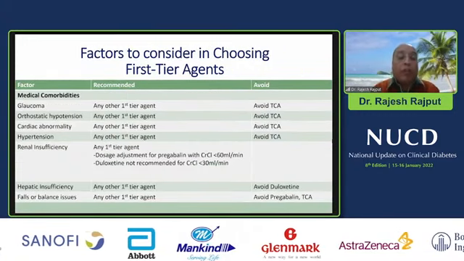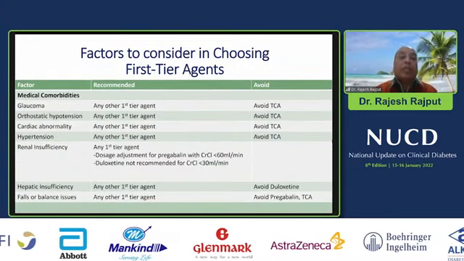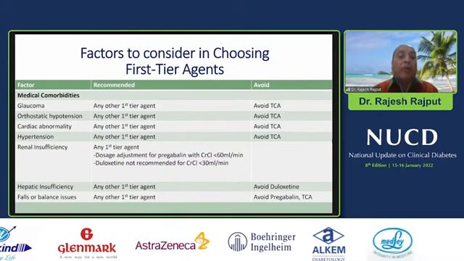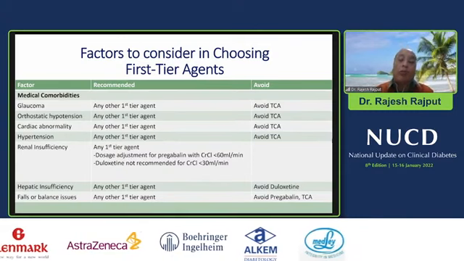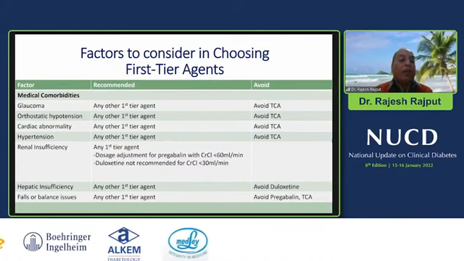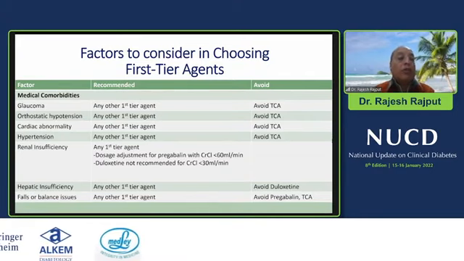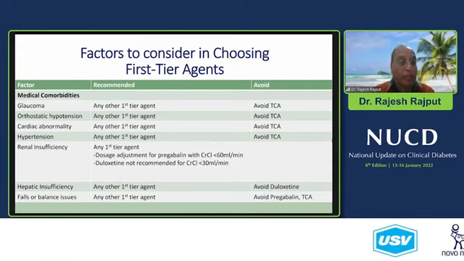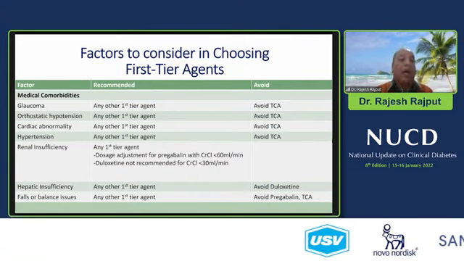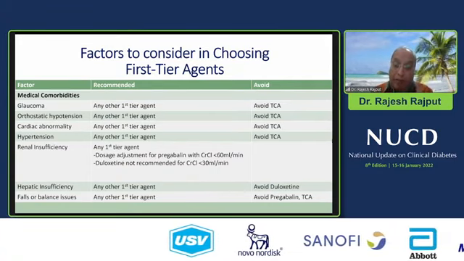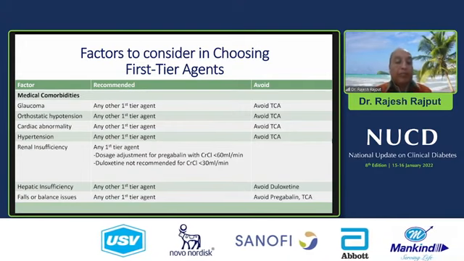The next important issue is that diabetic patients, as has been discussed in these three cases, are usually elderly, having a number of comorbid conditions. So how to choose a drug? If we think about medical comorbidities, in the presence of glaucoma, orthostatic hypotension, which is quite common in diabetic patients who have long-standing diabetes, patients who have cardiac abnormalities, again a common issue in diabetic patients, hypertension, you can use any first-tier agent but avoid tricyclic antidepressants.